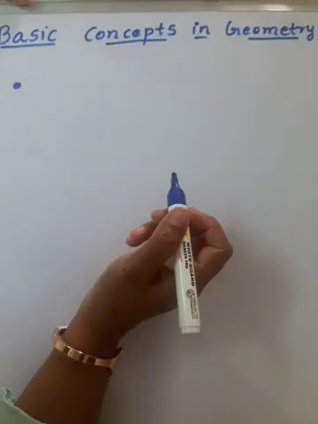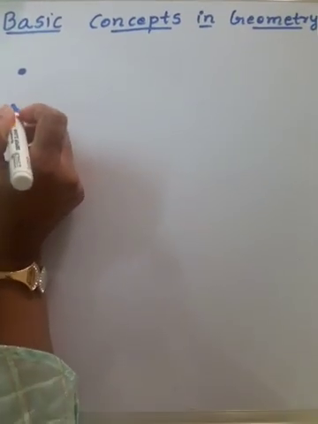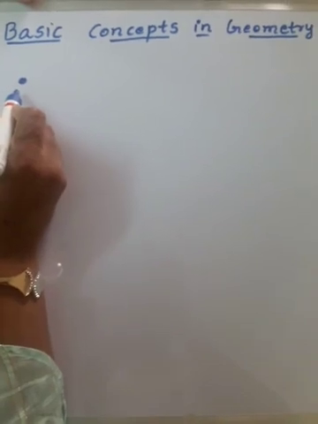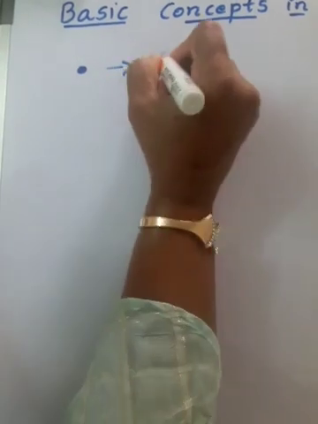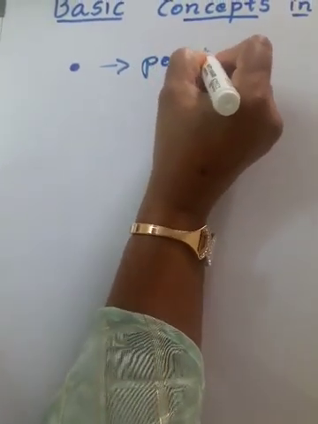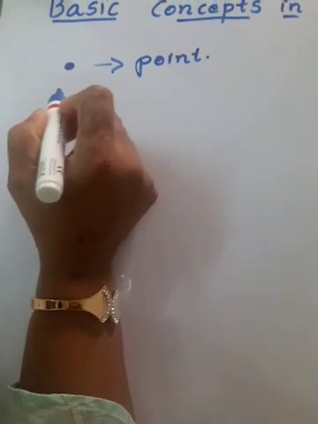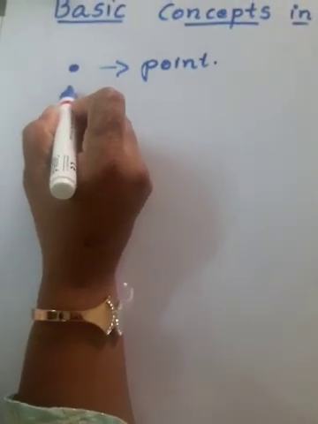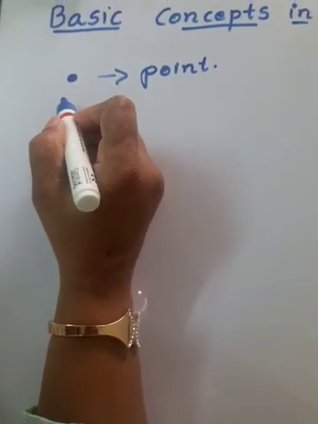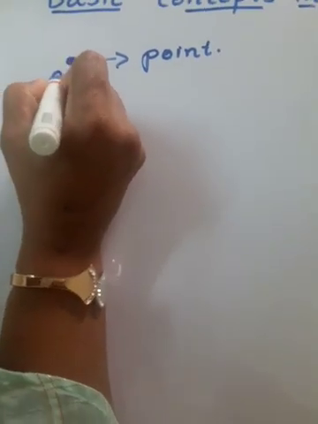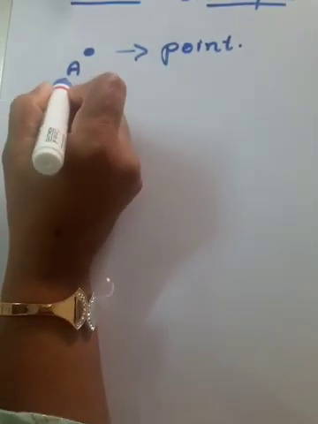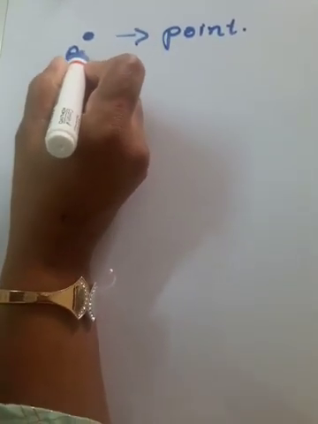Today we are going to learn maths first chapter, basic concepts in geometry. Students, can you see a tiny dot on the board? This tiny dot is called a point. A point is denoted by using a capital letter of the alphabet. Suppose if I name this point as A, this point is read as point A.